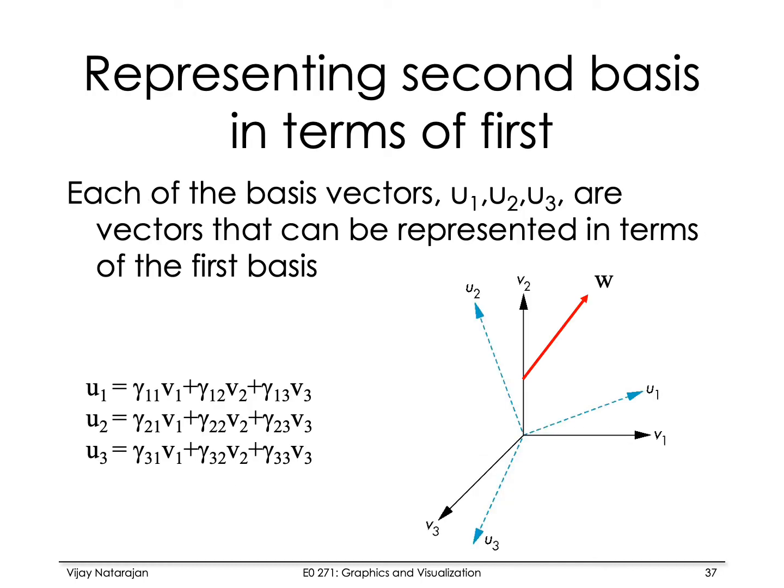Now, if I were to think about representing the second basis in terms of the first, right? So by second basis, I mean the u sub i's, in terms of the first basis, v sub i's. So let's assume that the three equations here tell us how to represent ui in terms of the v sub i's. Right? We know this is possible because v sub i's are a basis.